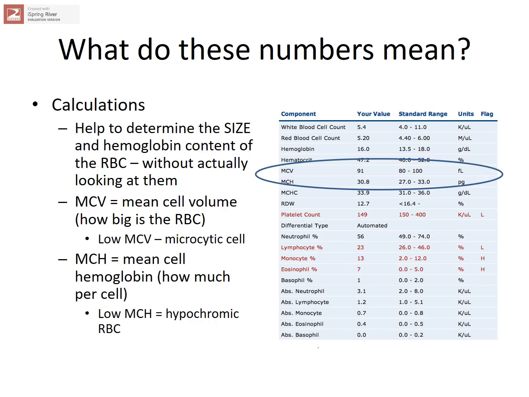The MCH is the mean cell hemoglobin. So how much hemoglobin per red cell? You can see it's measured in picograms, so the weight of the hemoglobin.